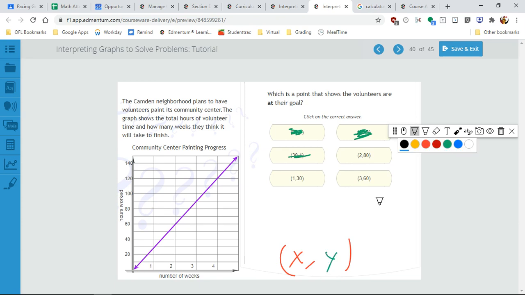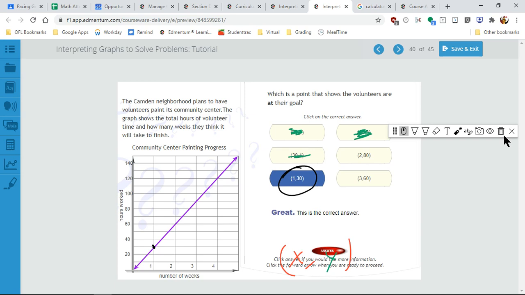So let me look at the reasonable ones. So 1 and 30, that looks like it's right at their goal. So I'm going to say it's this one. I'm not even going to look at the other ones because that's pretty on point. Yep.